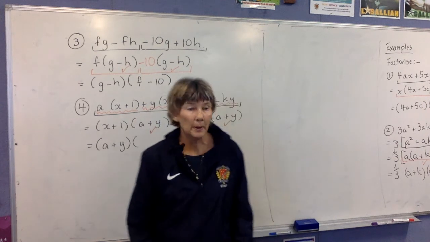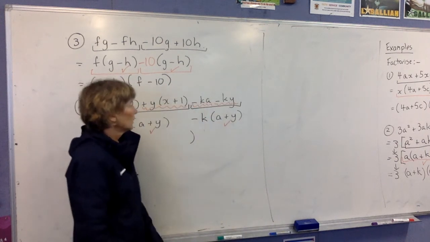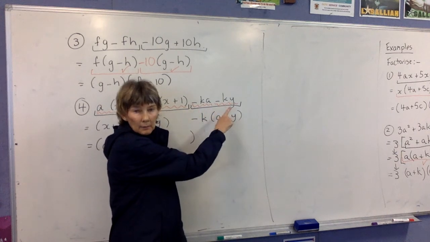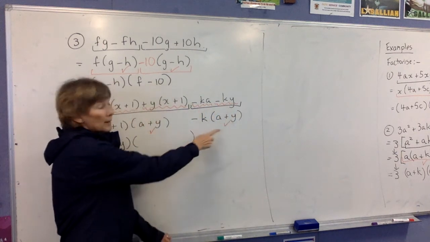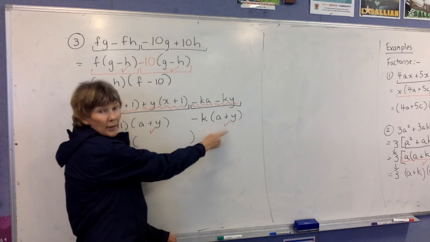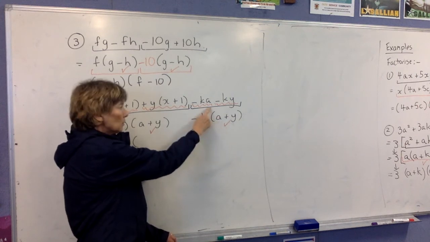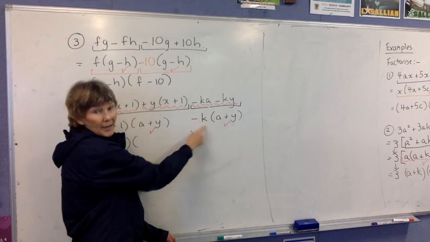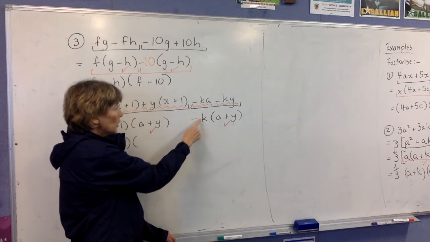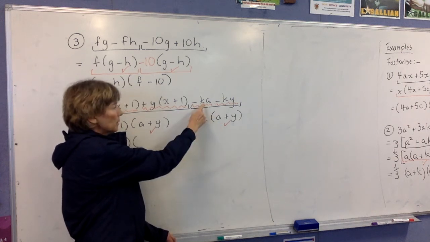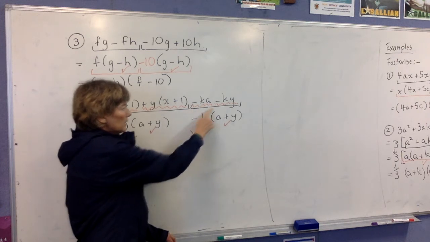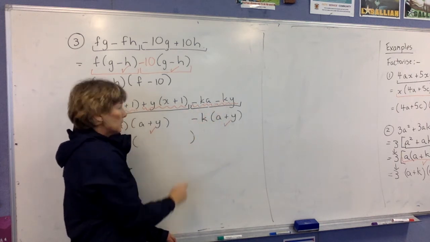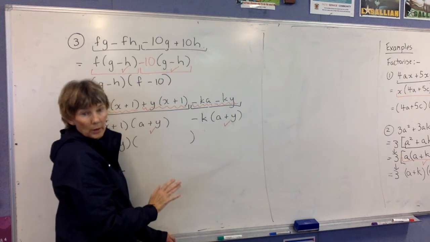If we look at the other pair of terms, we've only got these ones here. Remember that bracket has to be the same, so you know you've got to have an a plus y there. So what do you have to take out for that to be an a? It would be minus k. And if you check it, it works. Minus k times a is minus ka. Minus k times positive y is minus ky. So it's all working fine.